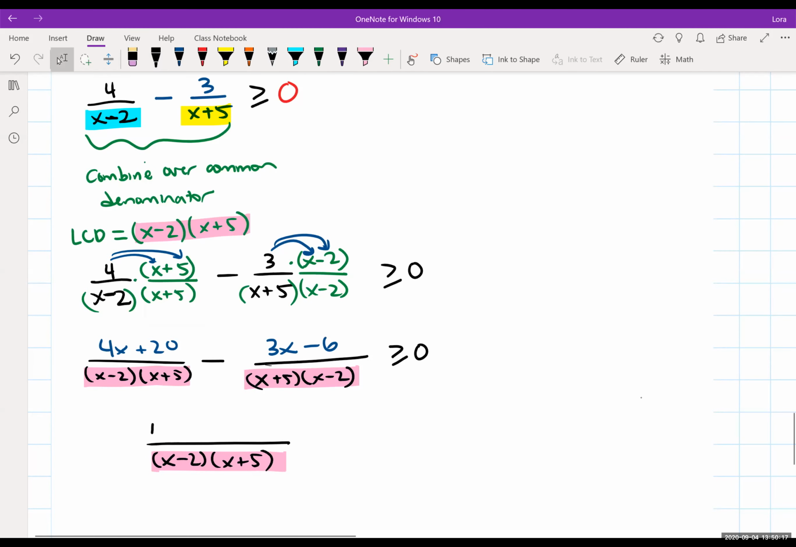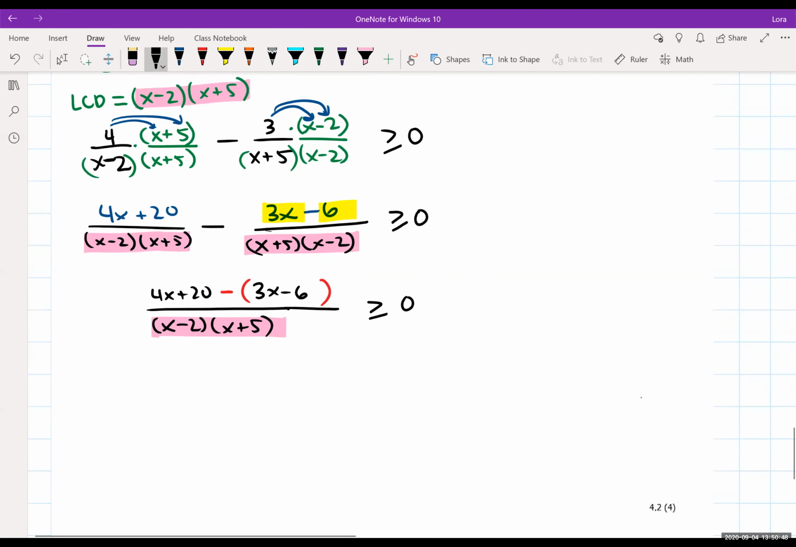So we have the 4x plus 20, subtracting off. And remember, maybe if you were watching the previous examples or you're working in your textbook, whenever you subtract something that has more than one term, you have to enclose it in parentheses to ensure that you are distributing that negative sign. So we're subtracting off the entire 3x minus 6. And again, we're still compared greater than or equal to 0.